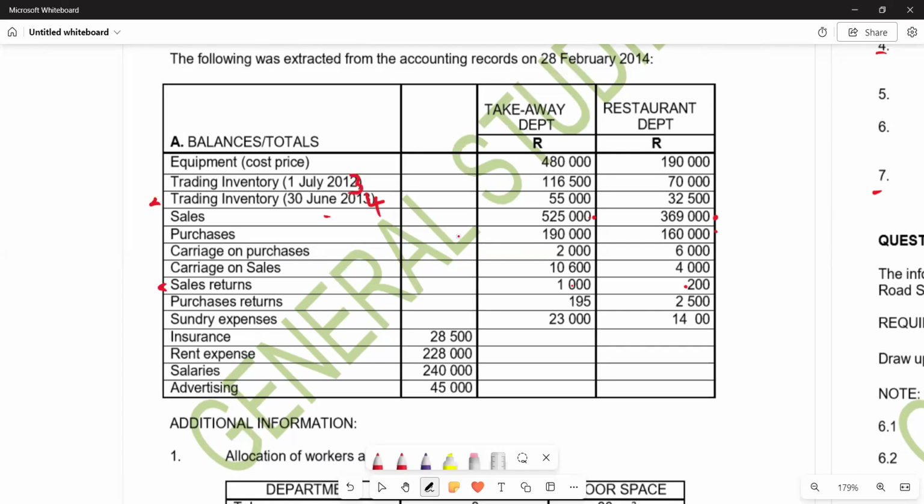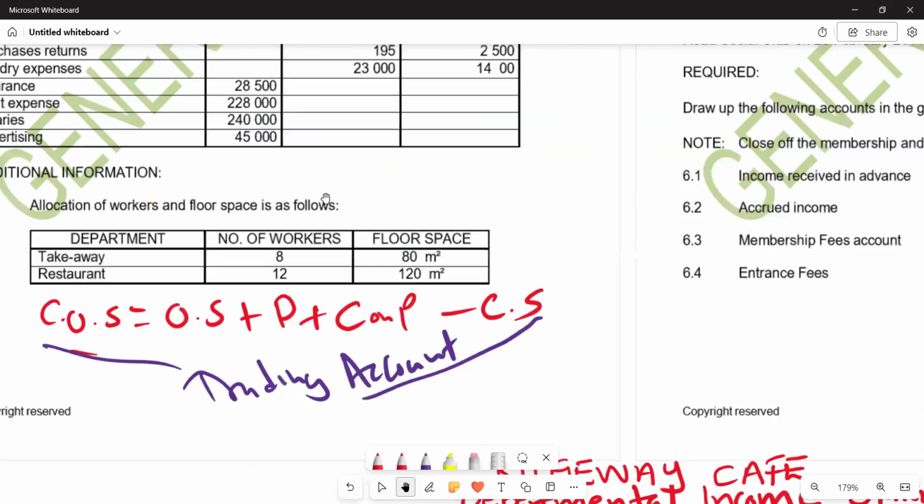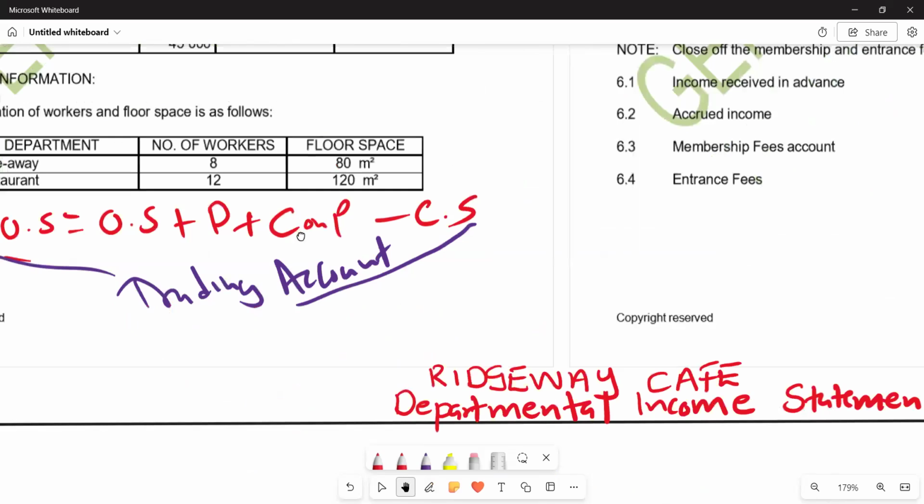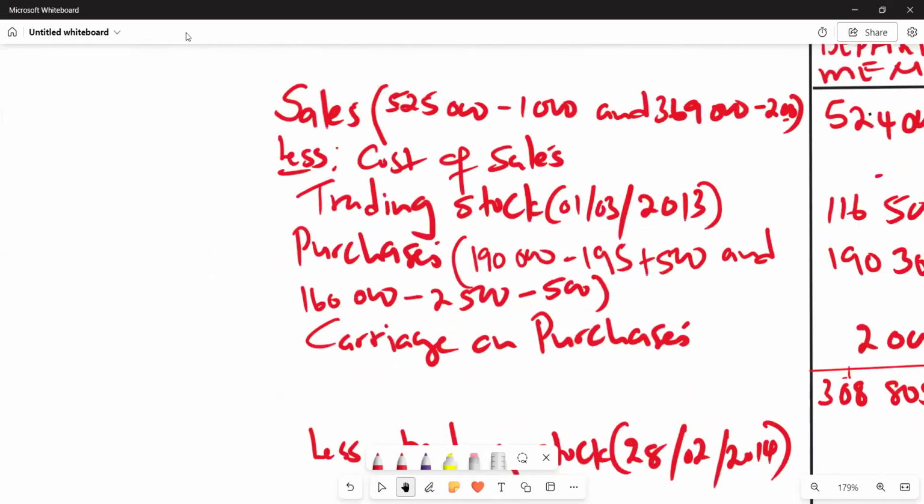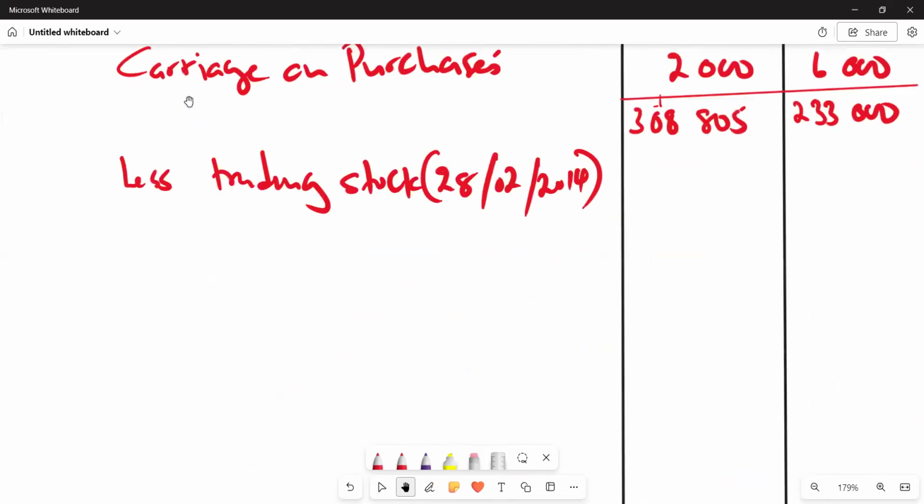Then we are saying the closing one is the one that we have here, which we are having 55,000 for the takeaway, and then we've got 32,500 for the restaurant. So we can just go there and put them as such. So we come here. We are saying the first column is for the takeaway. That's where we're having 55,000. And on the other column, we have got 32,500.